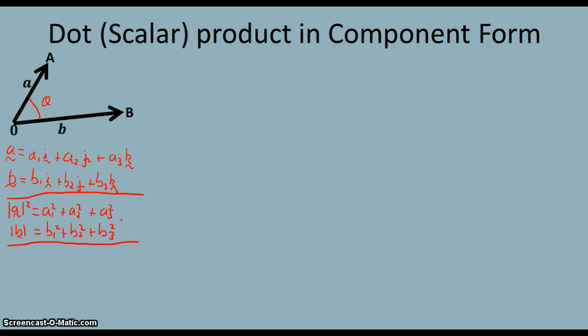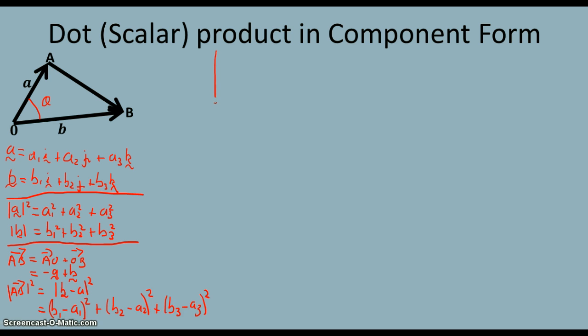We're also going to need the magnitude of vector AB. So vector AB is vector AO plus OB, which is minus A plus B. So the magnitude of vector AB all squared is the magnitude of B minus A all squared, which in terms of our vectors up here is simply B1 minus A1 squared plus B2 minus A2 squared plus B3 minus A3 squared. We've got these now and we'll use these calculations in a minute.